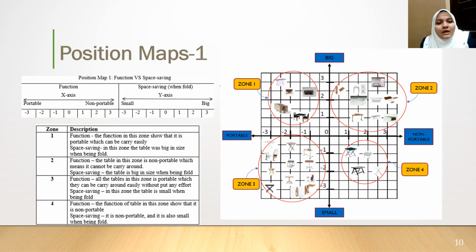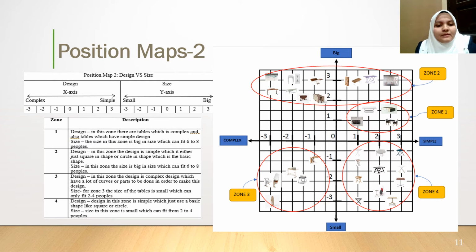For the first zone, the function is portable and it can be carried easily, and in this zone it is big in size. The second one is non-portable and big in size when folded. The third one is portable and can be easily carried, and it is also small when folded. And the fourth one is non-portable and small when folded.